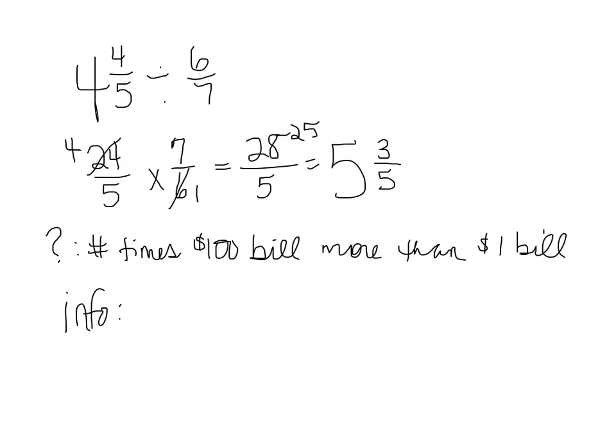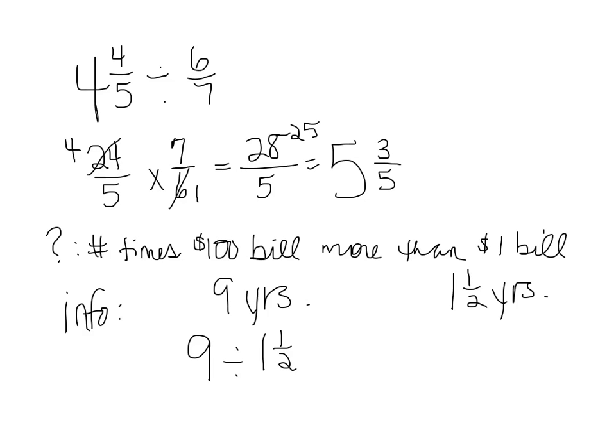Look at the bar graph. How long does a $100 bill stay in circulation? 9 years. A $1 bill stays in circulation approximately 1.5 years. Okay, so when I want to find out how many times larger one number is than the other, can I just divide them? Yep. I'm going to go 9 divided by 1.5 to see how many times larger 9 is than 1.5.